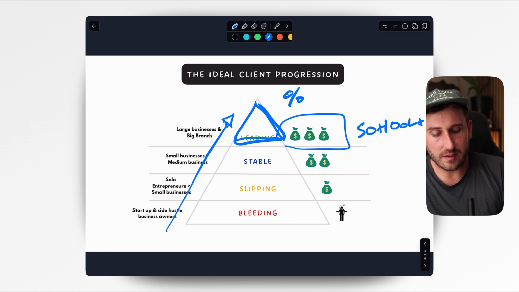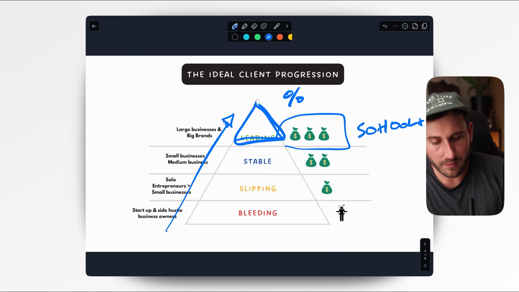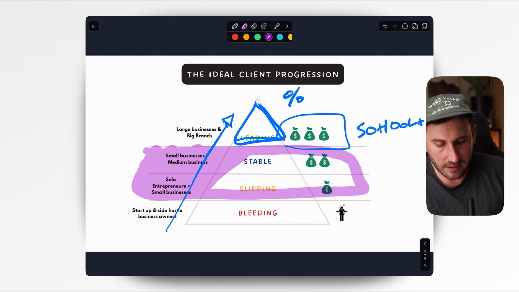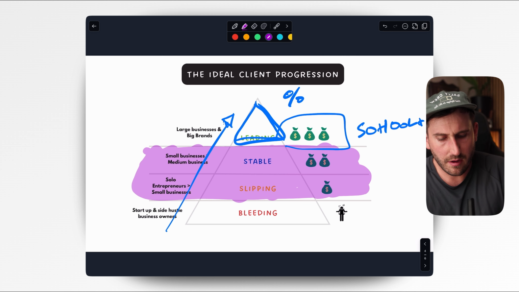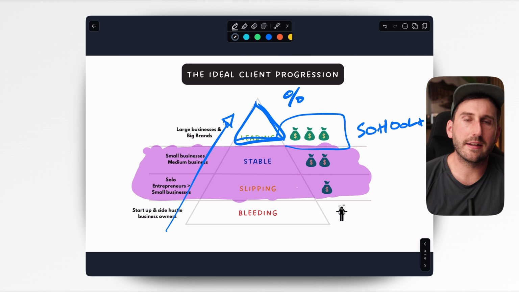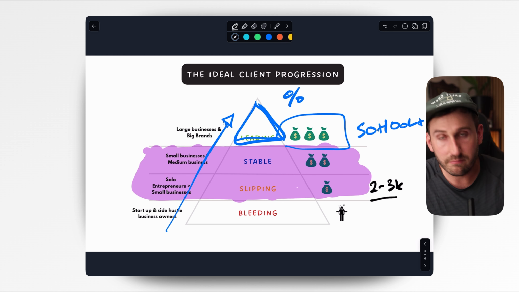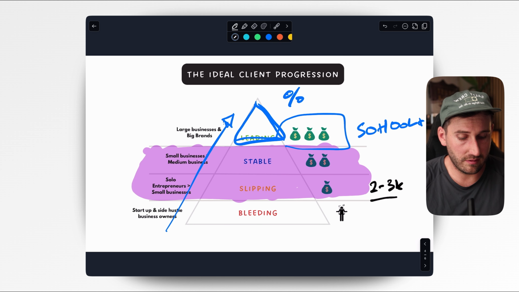Where I kind of see the sweet spot, and this is for most people that we coach and mentor, and what I would say even in this training, is you want to go in for more of the stable and potentially the leading. Slipping. When you see the slipping, don't see that as a bad thing. Their budget might not be as high, but they can grow to that. If we think about it from a retainer standpoint, these guys are probably 2 to 3K per month on a retainer. That's a 12-month retainer. So you're looking at 24 to around about $36,000 a year.